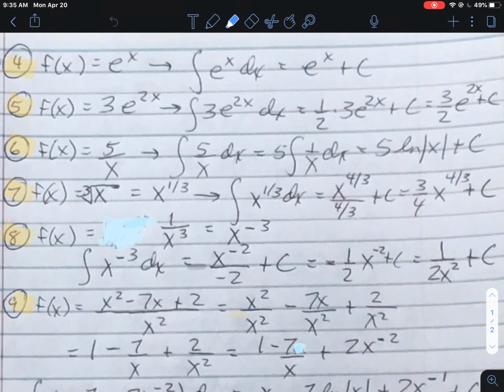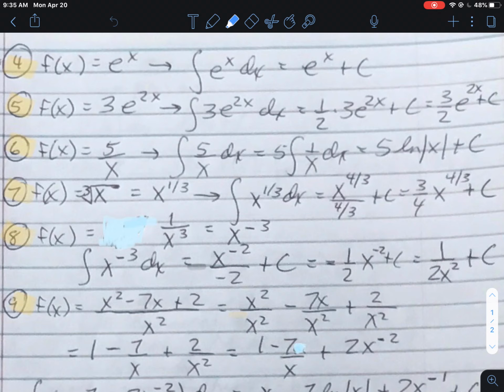Number four, we've got f of x equals e to the x, and this is what we had mentioned earlier, so I wanted to formally state that again. If our function f of x is e to the x, the integral of e to the x is also e to the x, right? Plus c. It's its own derivative, it's its own antiderivative. But then here's that rule that we outlined earlier.